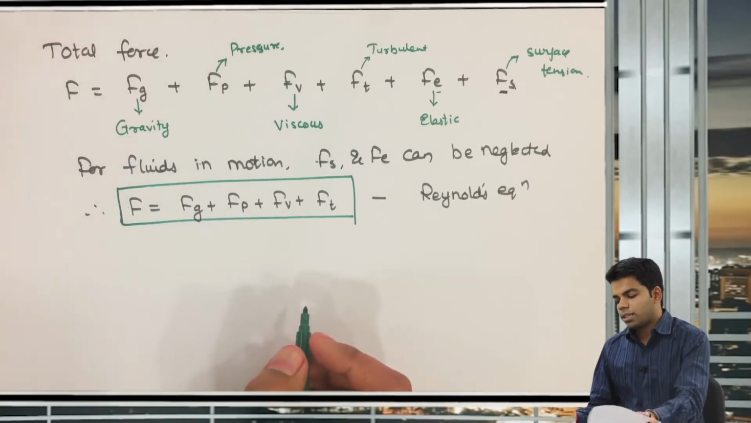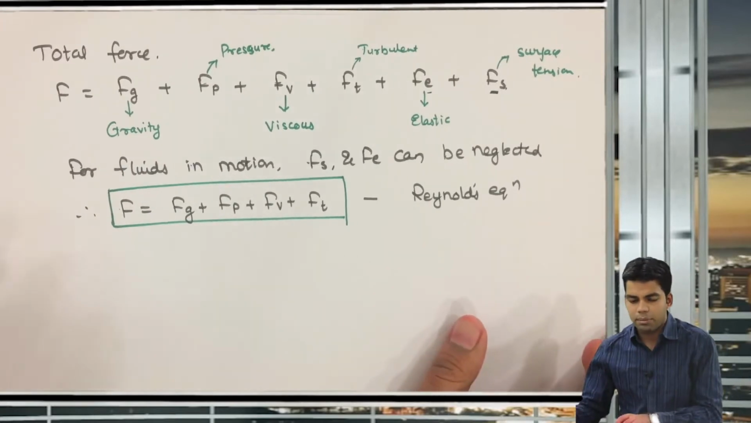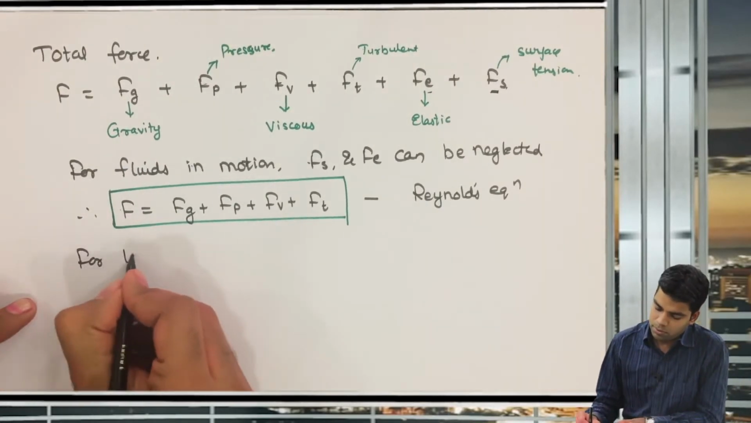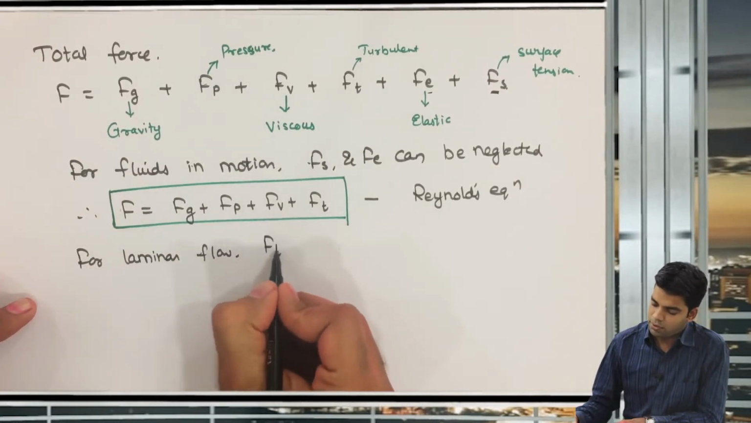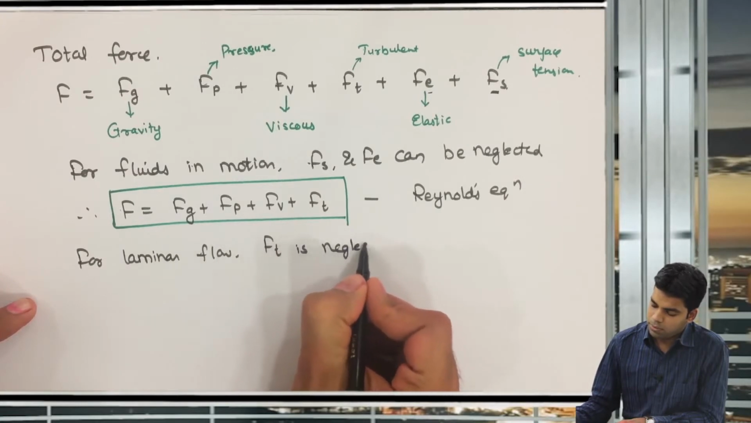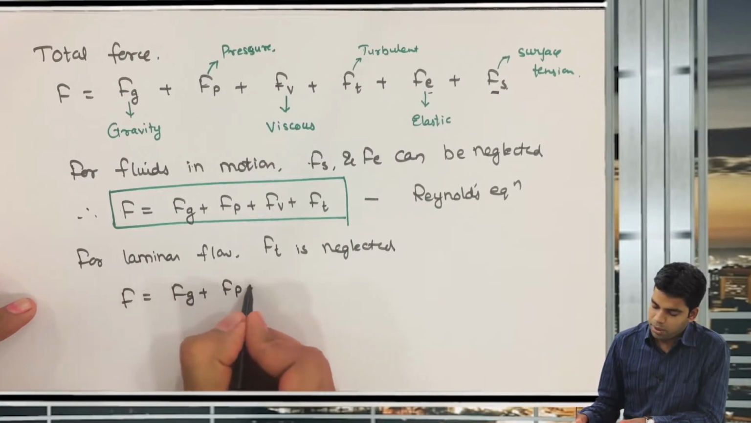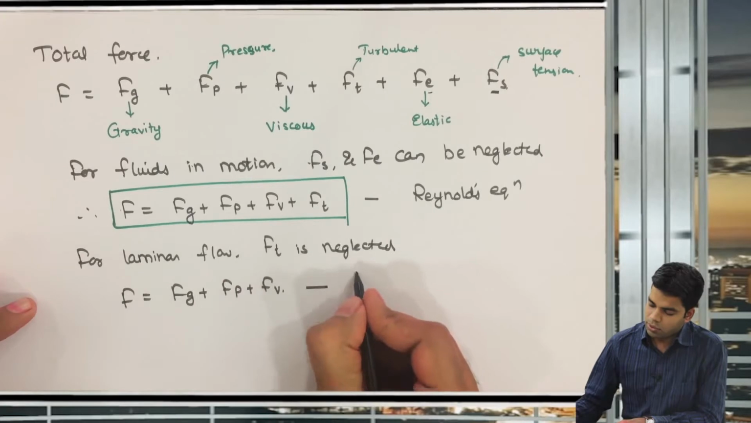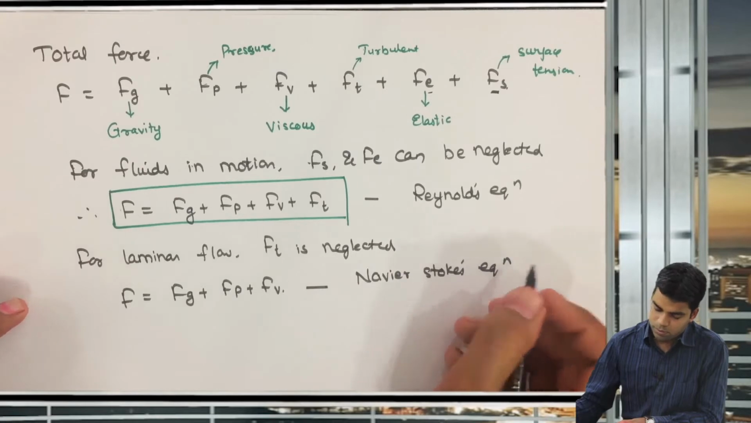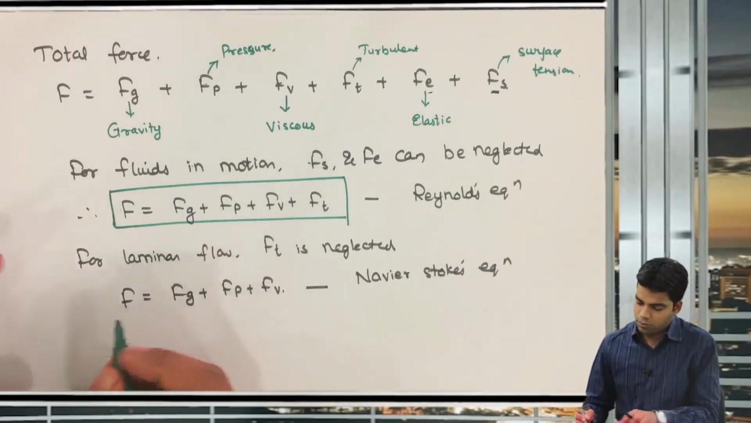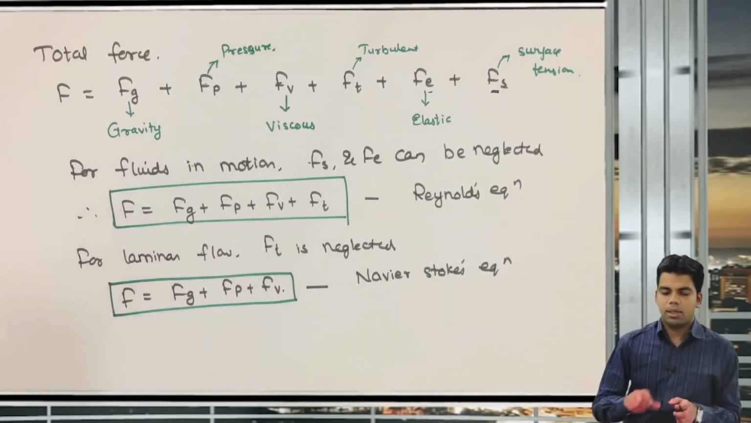Okay, next, let's suppose the fluid motion is laminar, we have a laminar flow. So for laminar flow, Ft will be neglected. For laminar flow, F will be equal to Fg plus Fp plus Fv. This equation is the Navier-Stokes equation. Clear? Okay, so for laminar flow the total force F is equal to Fg plus Fp plus Fv.